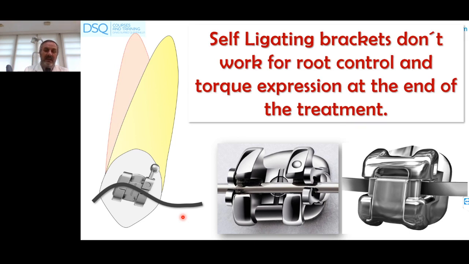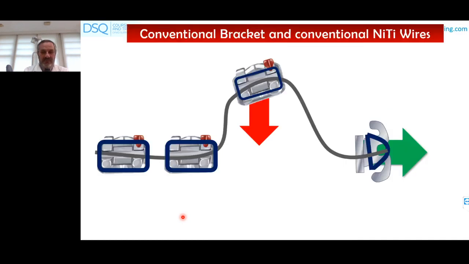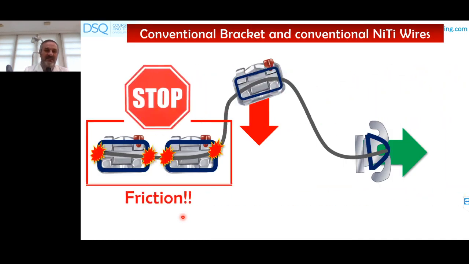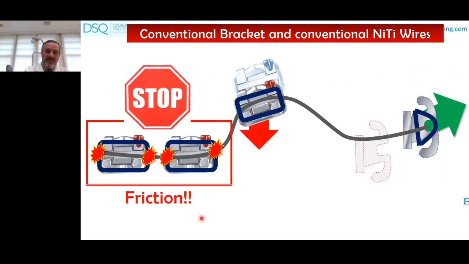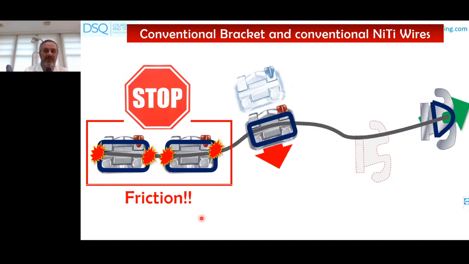Okay, and the self-ligating brackets, especially the passive self-ligating brackets, present a huge problem at the end of the treatment because of the lack of torque, the lack of friction, and you need a lot of torque at the end of the treatment. For this reason, when you put conventional ligature, you have a problem with the friction, and the upper incisor presents a big protrusion.